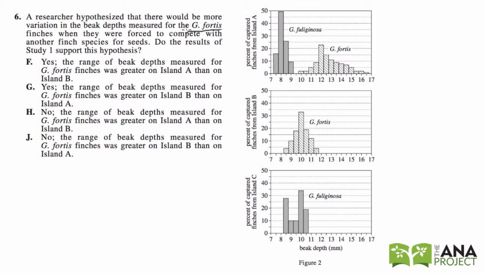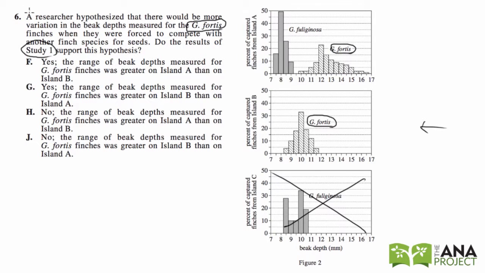So we're talking about the G. fortis, and they're asking do the results of study 1. And study 1 just has one figure, figure 2. Well, it has figure 1 as well, but figure 2 is basically the one with all of the information. So G. fortis, there's no G. fortis in island C, but there are G. fortis species in island B and island A.